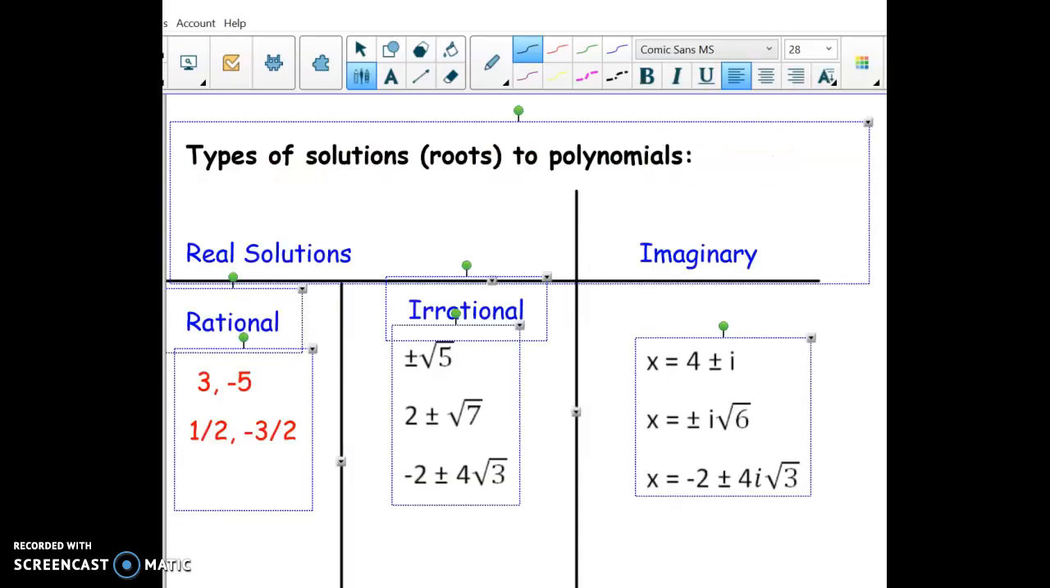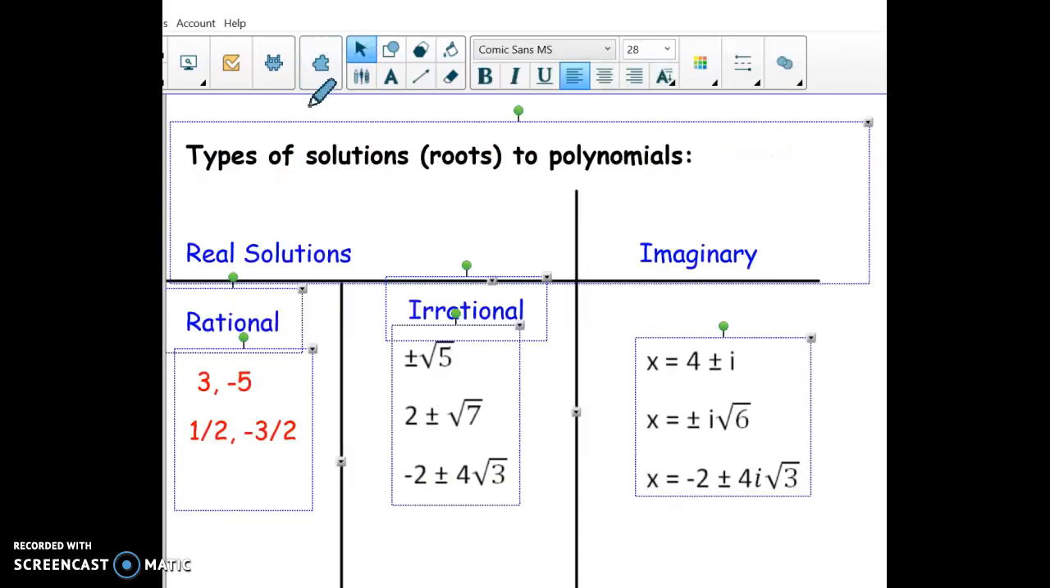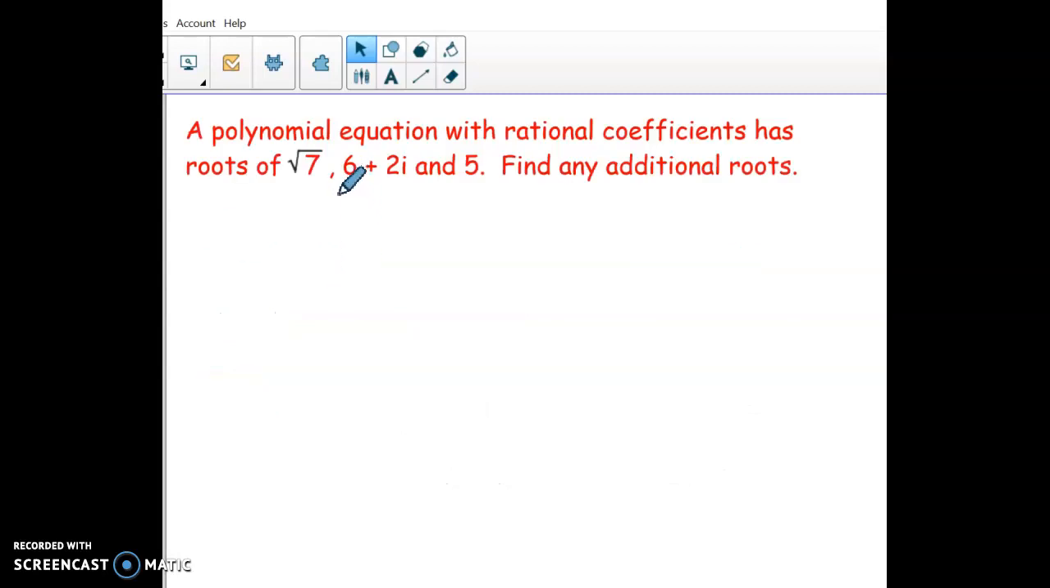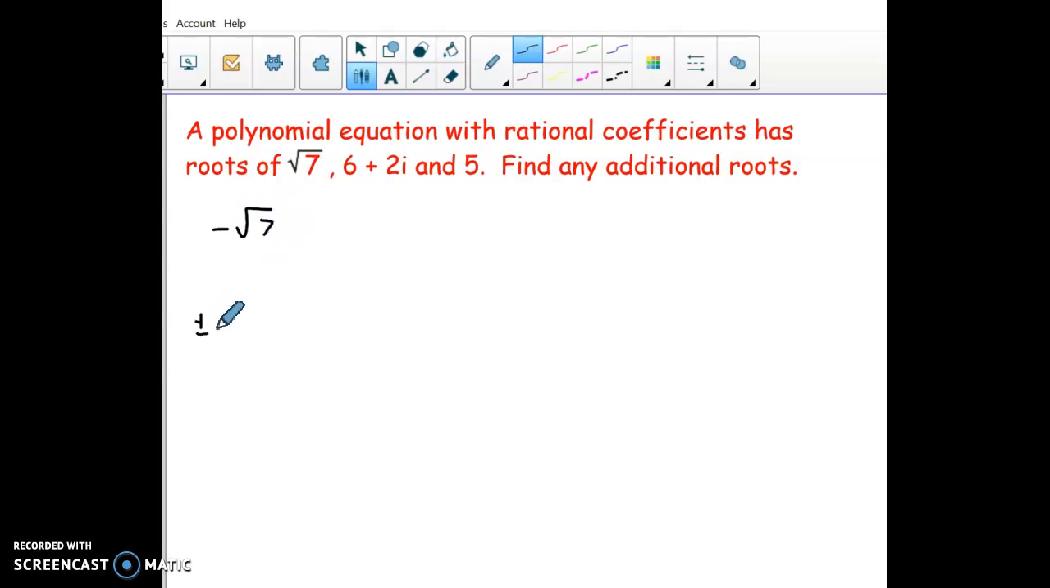What this question is meant to test is just this knowledge. I pasted this from the other lesson, where if you have rational ones, they don't always come in pairs. Irrational and imaginary always come in these plus minus pairs, as is seen here. So back on this one, if you have any irrational or imaginary, they have to have a pair. So this is positive root 7, so we know that negative root 7 must be there to make a plus minus pair. 6 plus 2i means there must be 6 minus 2i because imaginary ones always come in pairs. So we have the positive ones, we just list the negative.